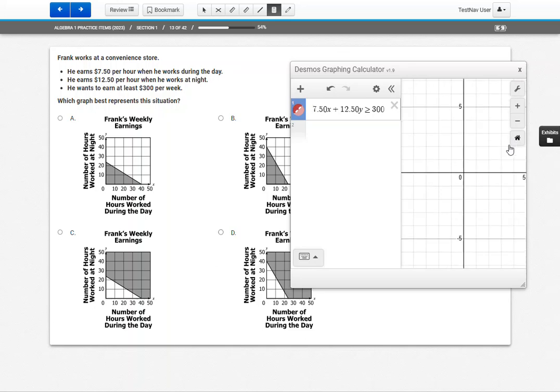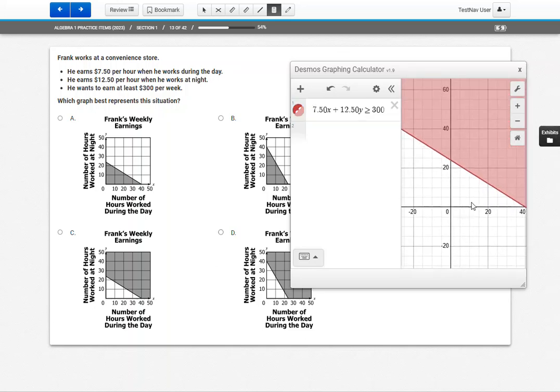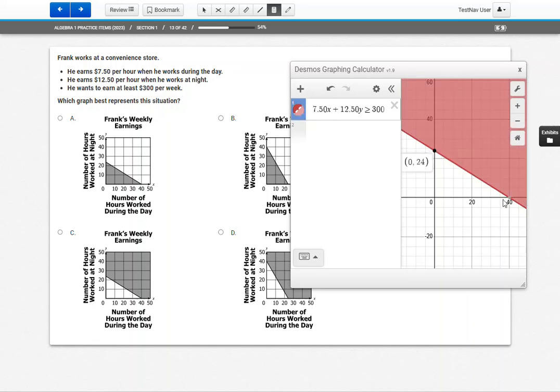And then what I'm going to do is press the home button, zoom out, and this is the graph. So it has to go through about 24 and 40. It's about 24 and 40, but needs to be shaded above. So right there. Okay.